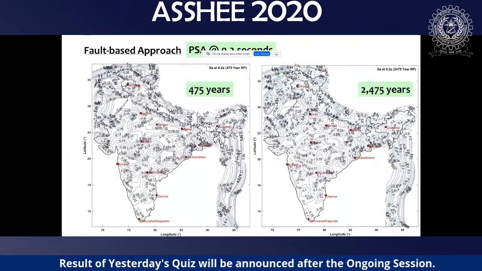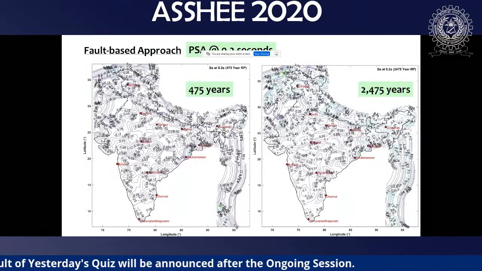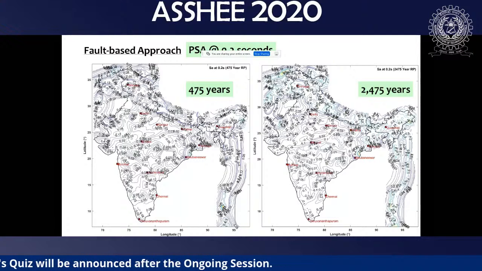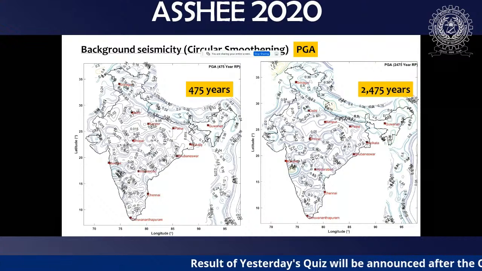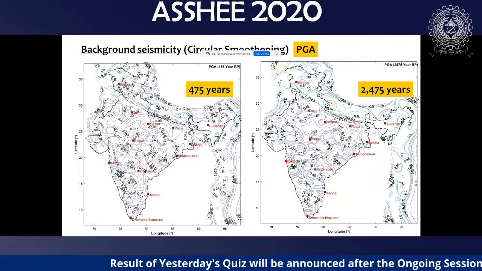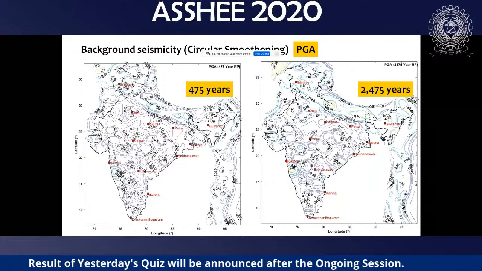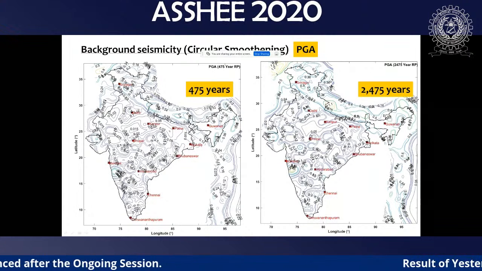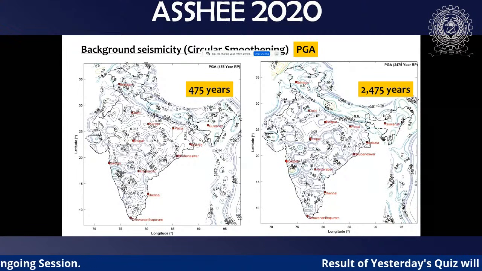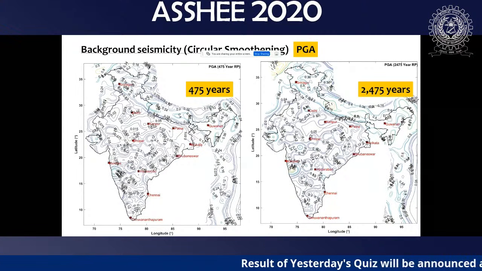Now, similarly, we do for PGA, then 0.2 seconds, long period, short period, at all the natural time periods, we have obtained these values. And this is now the background seismicity models using circular smoothing. When you do the circular smoothing method, what we observe is the values are extremely on the higher side. Like in the Himalayas, for 2500 years we get 1.1 g, very high values. The fault-based methods give very low values, maybe because of the linear sources which we are using.